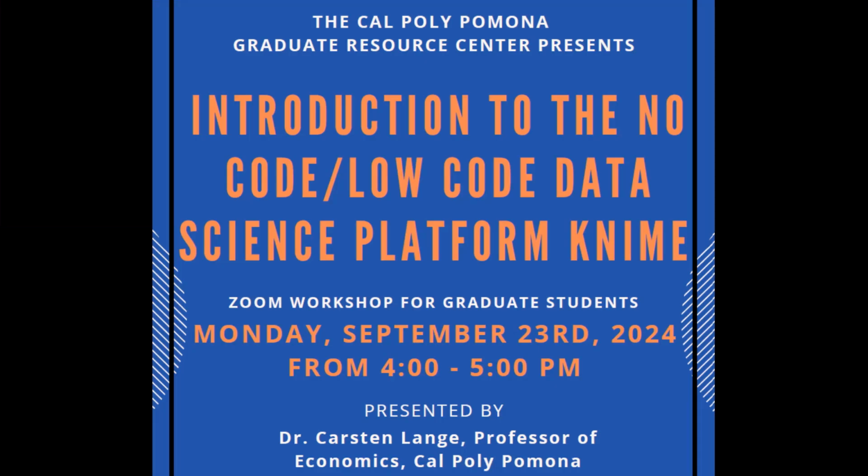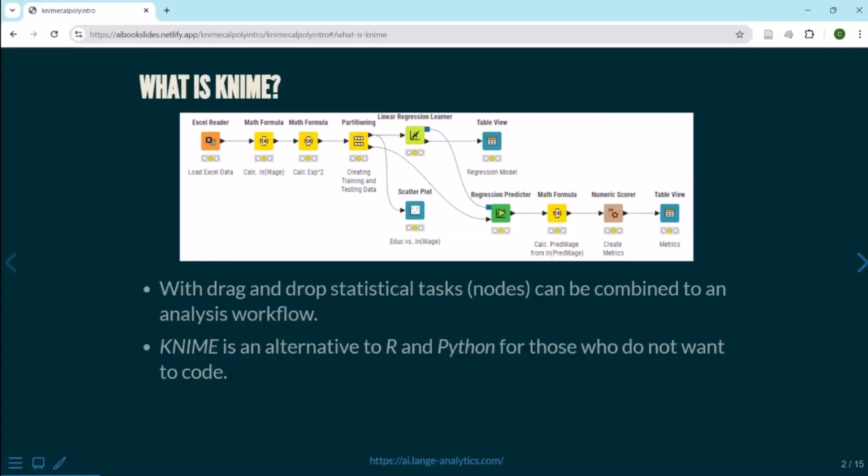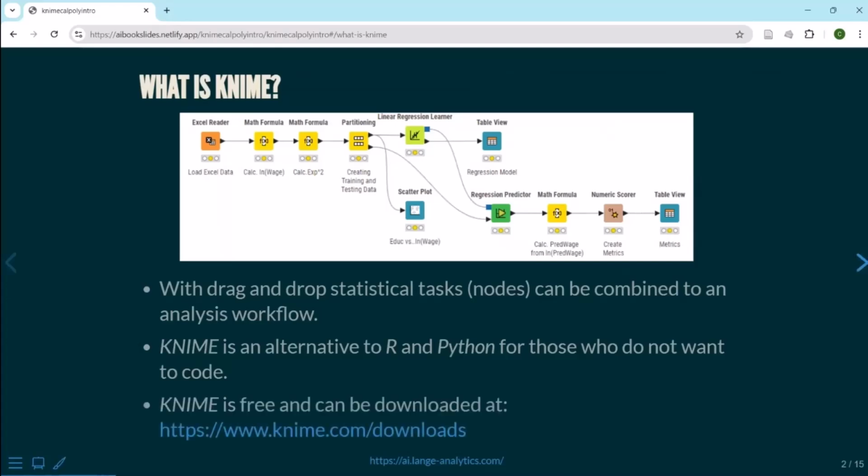This video is based on a presentation that I gave for our Graduate Resource Center. It introduces KNIME. KNIME is a data science platform that allows you to perform data science tasks without any coding, just based on a graphical interface. If this is what you're looking for, KNIME is for you. KNIME is an alternative to R and Python for those of you who do not want to code. And the best thing, KNIME is free and can be downloaded at this link here, knime.com/downloads.